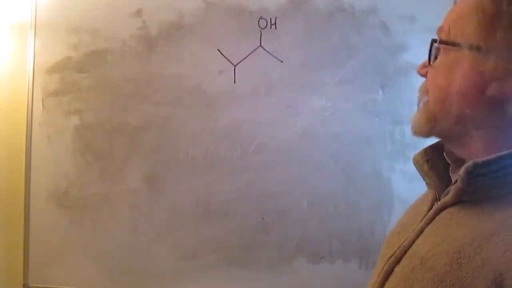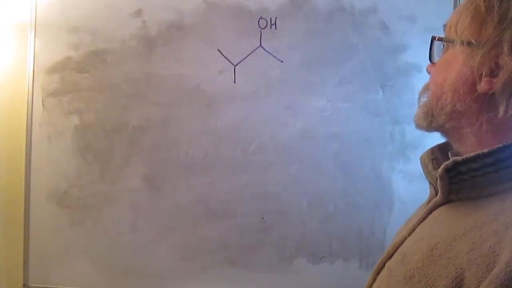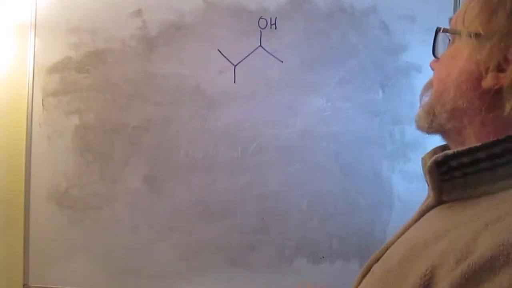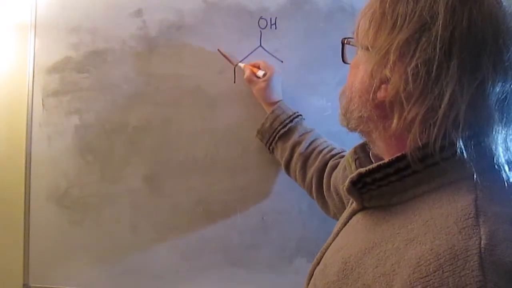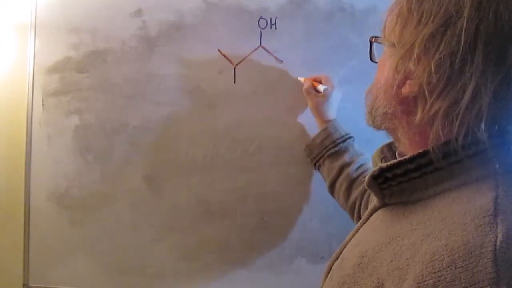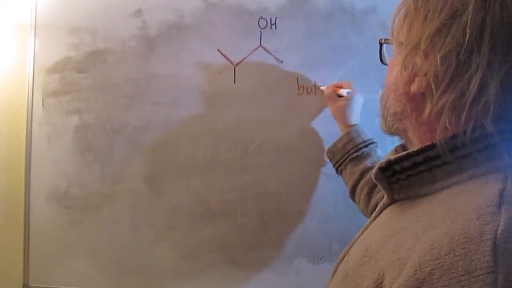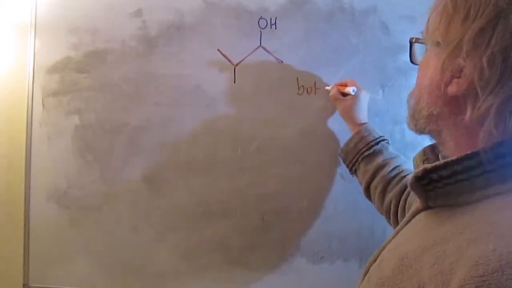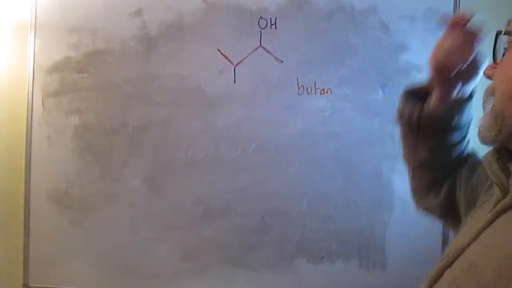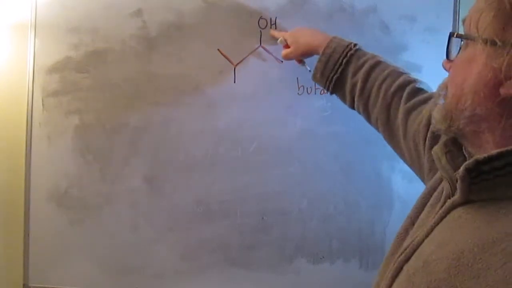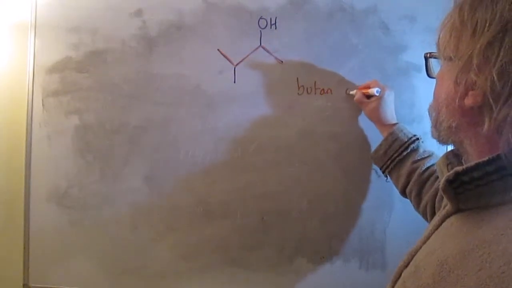Question 16 then begins with this compound, and it wants us to name it. So you can see first of all the longest continuous chain goes 1, 2, 3, 4, so it's but-, and it's saturated, no carbon-carbon double bonds, so it's -an-, don't forget the an. And then it's going to end in -ol because of the OH group.